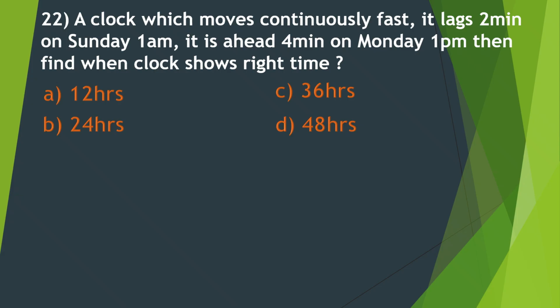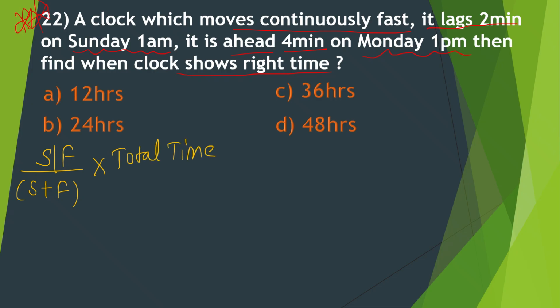22nd question. This is the last question of today's class. This is also a miscellaneous type of question. Try to solve it. Same question it is. A clock which moves continuously fast lags 2 minutes on Sunday 1 a.m. It is ahead 4 minutes on Monday 1 p.m. Then find when the clock shows the right time. Formula you know. It is slow or fast divided by slow plus fast into total time. First find out the total time.